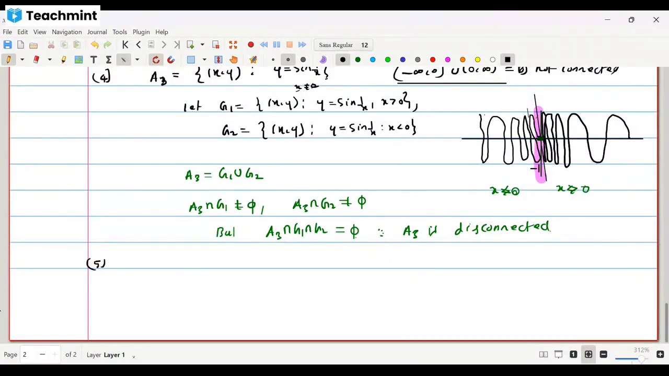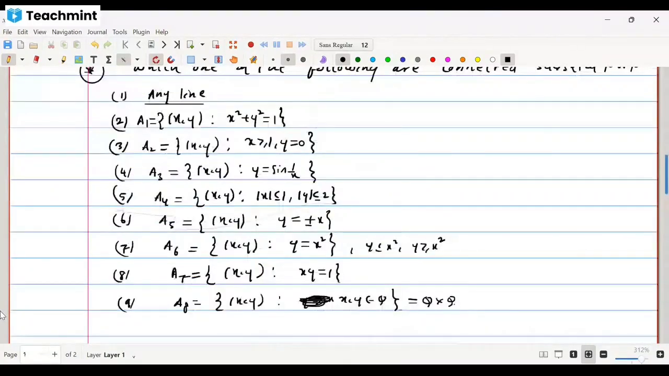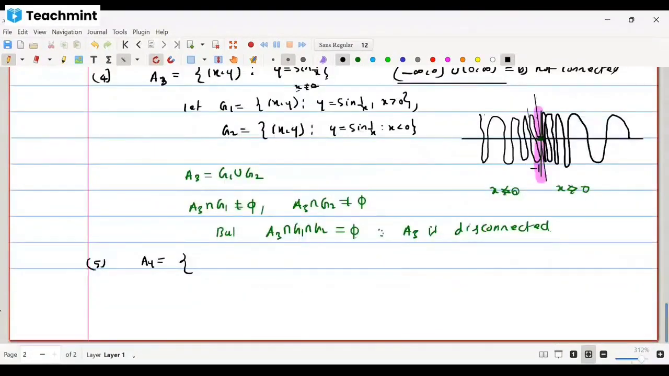Mod x less than or equal to 1, mod y less than or equal to 2. Okay, A4 equal to the set of x comma y such that mod x is less than or equal to 1 and mod y is less than or equal to 2, which is closed and bounded and also compact. This one is compact. Why?